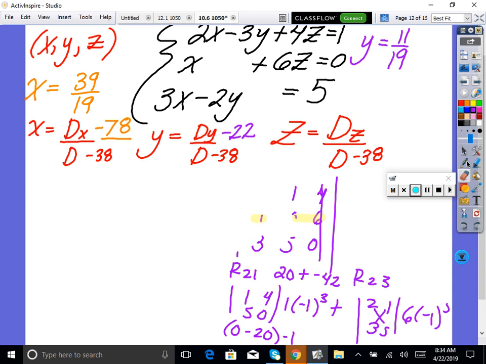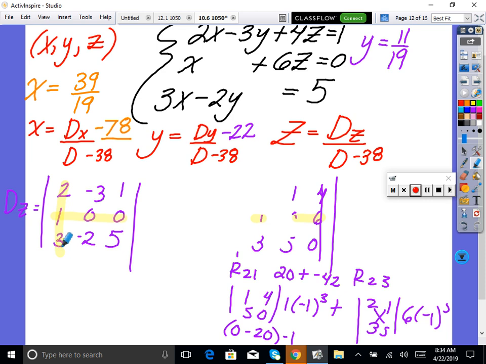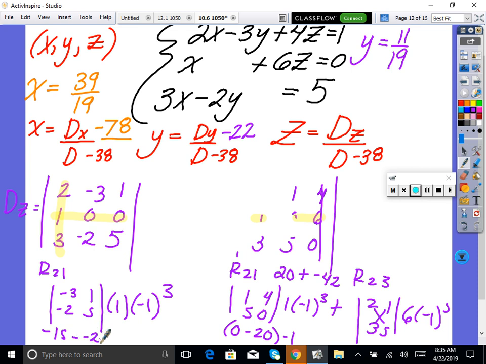Okay. Determinant replacing z. So then that would be dz. So then we'd have our 2, our 1, our 3, our negative 3, our 0, our negative 2, then 1, 0, 5. Luckily, now in this one, we do have 2 zeros here. So the only one that matters is this. So then we would say, okay, our determinant, this is row 2, column 1. So then we have negative 3, 1, negative 2, 5. We're timesing it by 1 times negative 1 to the third. So then that'll be negative 15 minus negative 2. So negative 13 times negative 1.